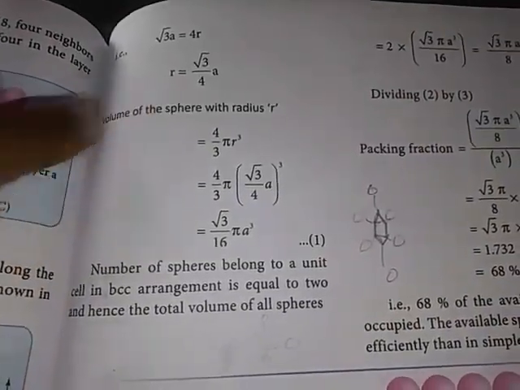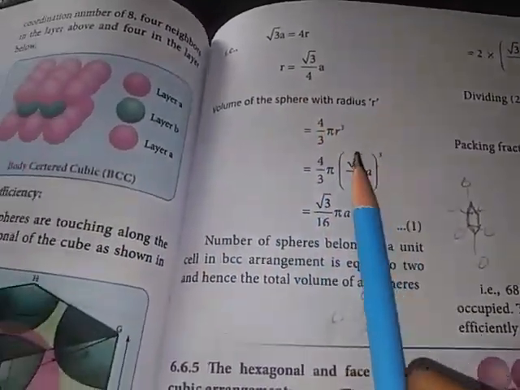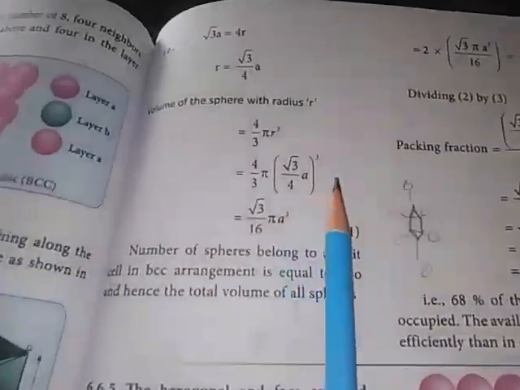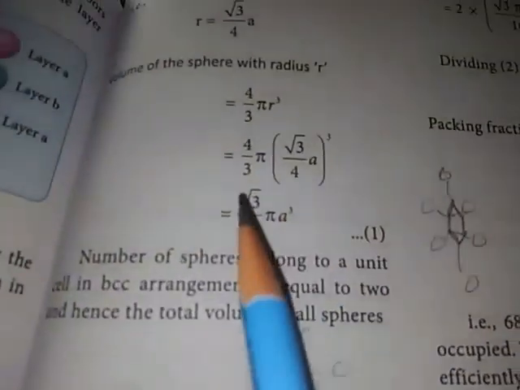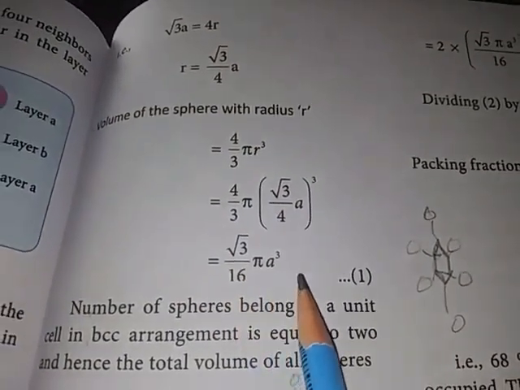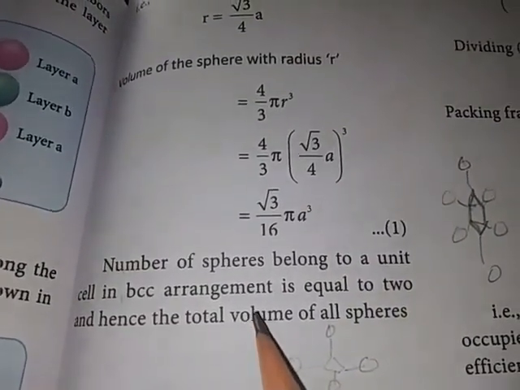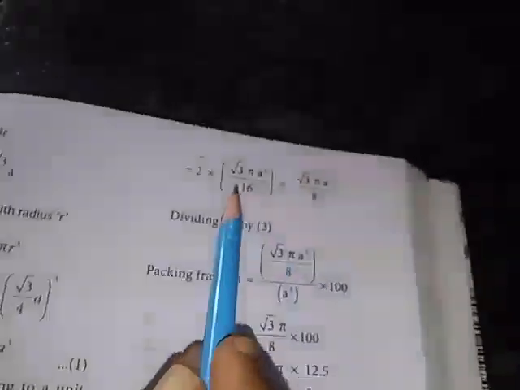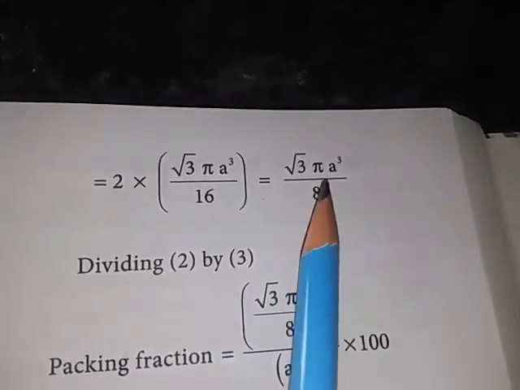The value of R equals root 3 by 4A, and the volume of the sphere with radius R equals 4 by 3 pi R cube, and the R value is root 3 by 4A. So substituting this R value in the volume of the sphere equation, the value becomes root 3 by 16 pi A cube. Now we know that in a body centered arrangement the total number of atoms is 2. So 2 into root 3 pi A cube by 16 equals root 3 pi A cube by 8.